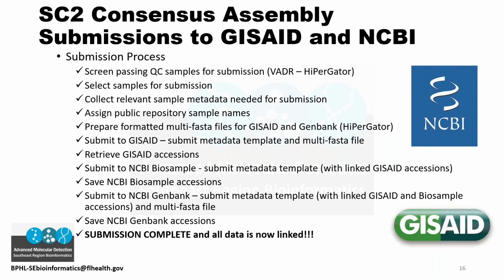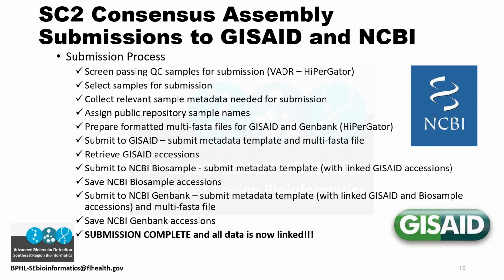You'll then need to assign the public repository sample names. We'll go over that in more detail tomorrow about what is required and how the samples need to be named. You'll need to prepare a formatted multi-FASTA file that has all of your FASTA sequences from all of your assemblies into one file that you'll submit to GISAID and a different one to GenBank. And we have a script to do that on HiPerGator, and we'll go over that in tomorrow's training.